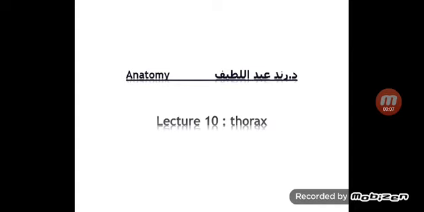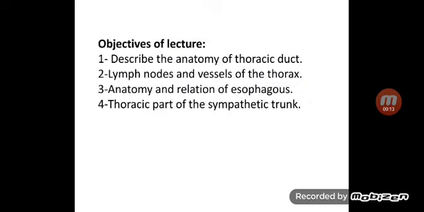This is the last lecture in the anatomy of thorax, lecture 10. Our objectives: first is to describe the anatomy of the thoracic duct, the lymph node and lymphatic vessels of the thorax, the anatomy and relation of the esophagus, and the thoracic part of the sympathetic trunk.